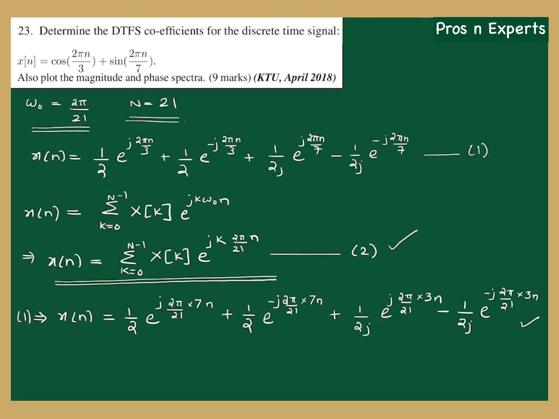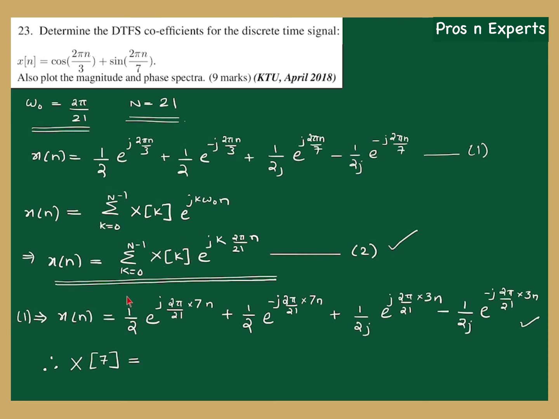So what is k here? In this term, k is nothing but 7. So I can write that the first term corresponds to x of 7, that is x of k equal to x of 7. And what is that x of 7? Whatever appears as the coefficient of this signal, that is x of k, right?